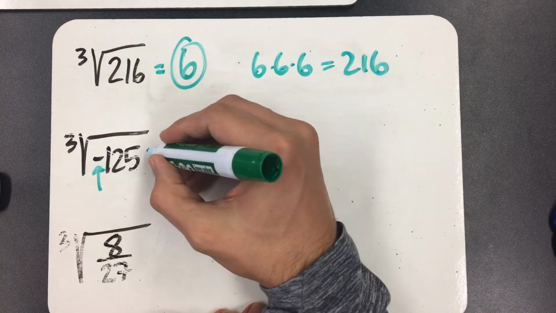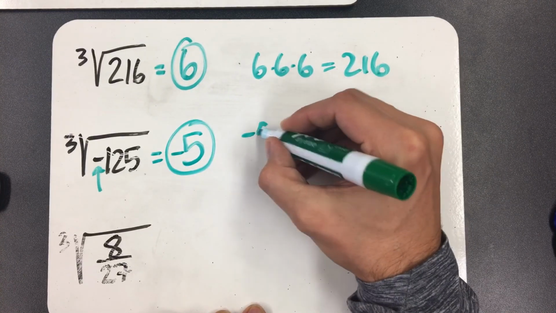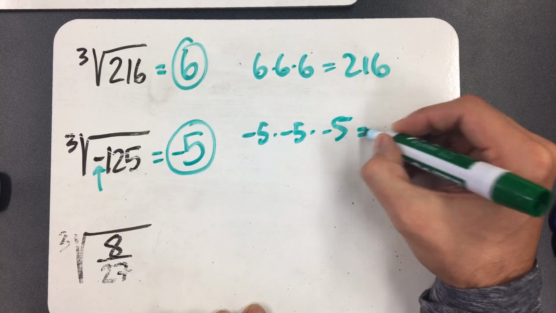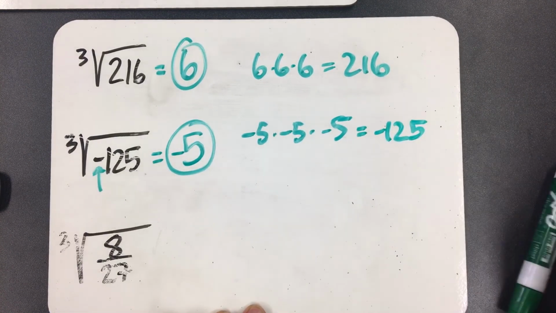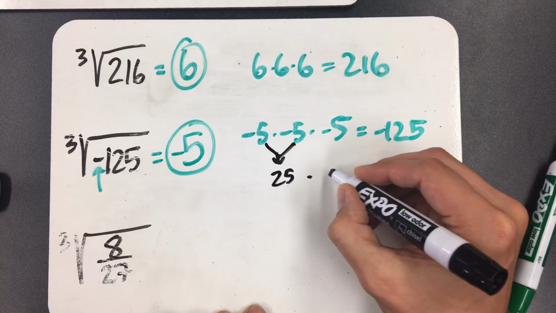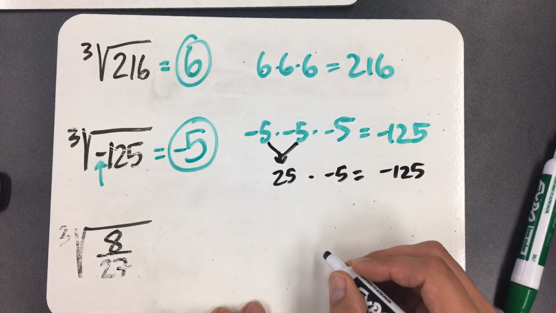5 times 5 times 5. Since it has that negative, I'm going to make it negative 5. Negative 5 times negative 5 times negative 5 would be negative 125, because if you multiply the first two, you get positive 25, and then positive 25 times negative 5 equals negative 125.